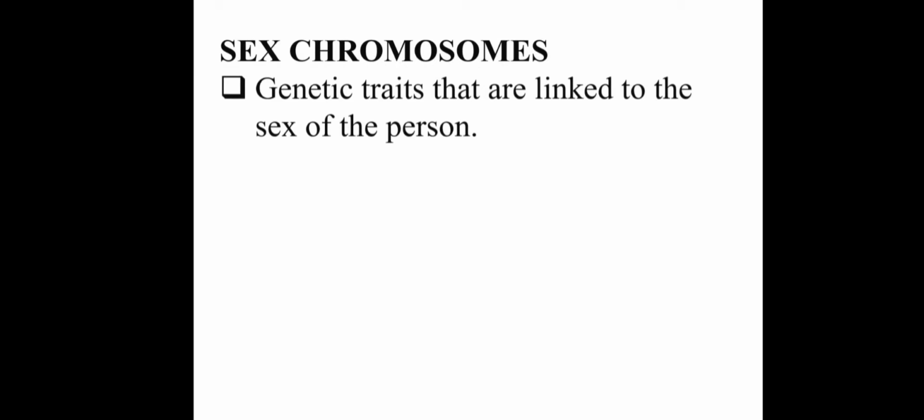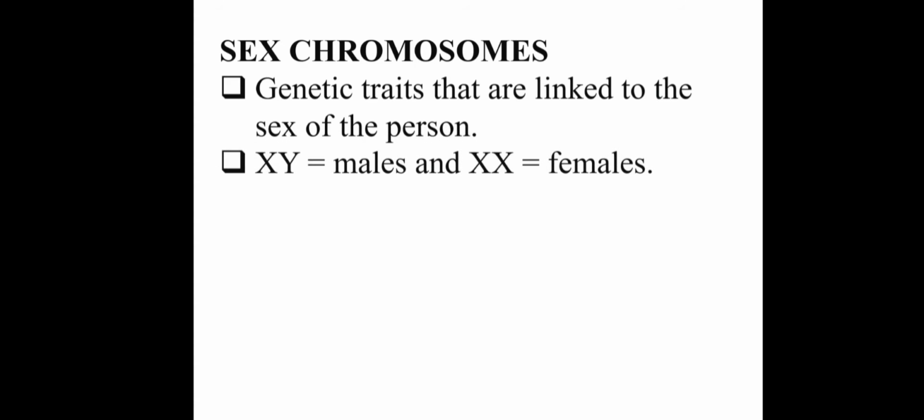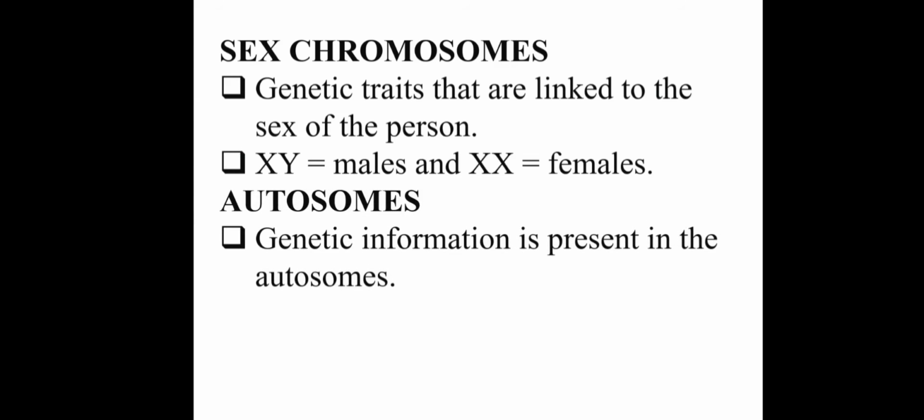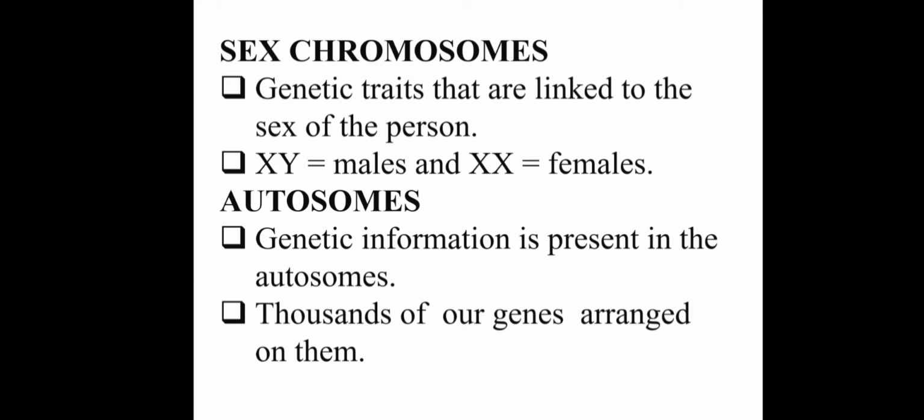Sex chromosomes. Genetic traits that are linked to the sex of the person are passed on through the sex chromosomes. Sex chromosomes carry genes which specifically determine the sex. For example, XY is male and XX is female. Autosomes. Apart from sex chromosomes, the rest of the genetic information is present in the autosomes. The autosomal chromosomes have thousands of our genes arranged on them, but these genes are not able to determine sex.